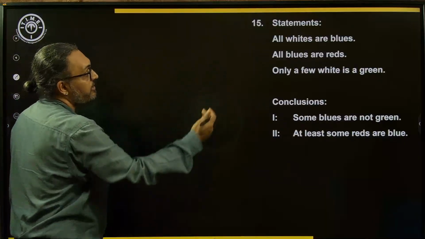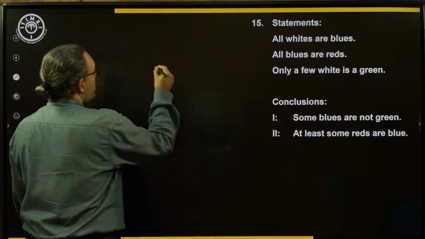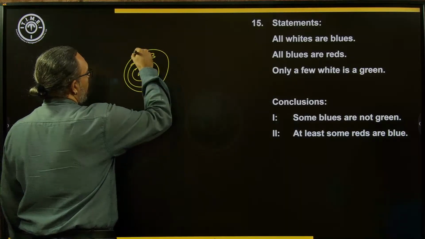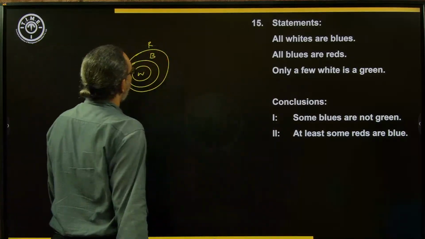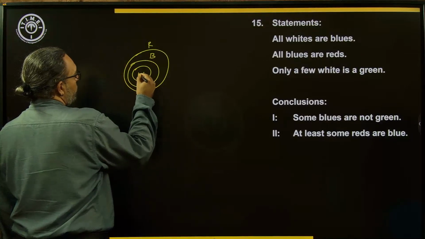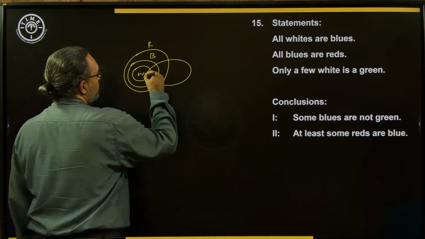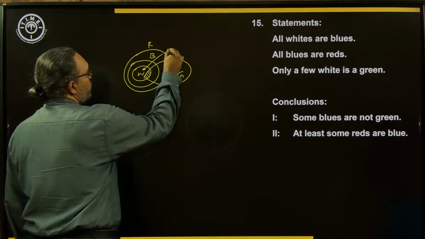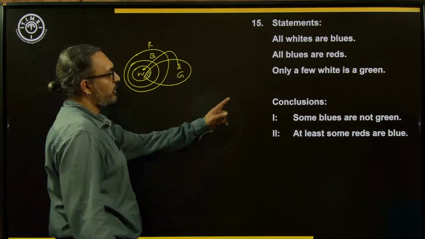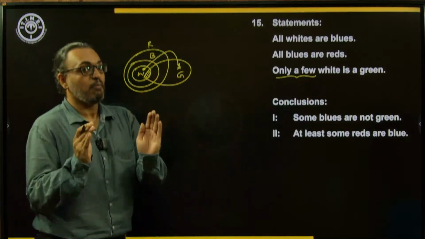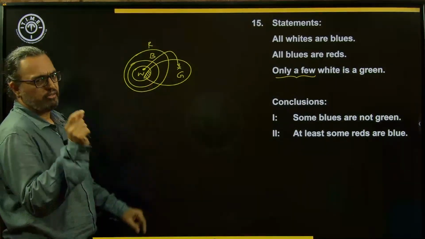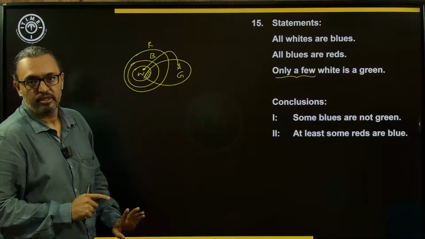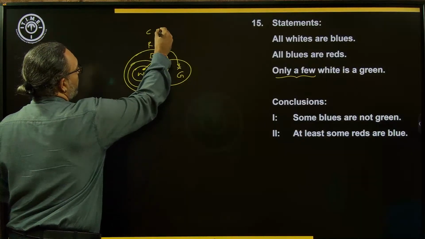Next, we have all whites are blues, then all blues are reds. Okay. So all whites are blues, all blues are reds, and then we have only a few white are green. Okay. So only a few white like this are green. So there should be some white that should never be inside green. That is what is meant by only a few. Only some white are green, like the shaded portion. There must always be some part of the white circle never inside the green circle. That's the indication we have here. Okay. So this is going to be your combined diagram.